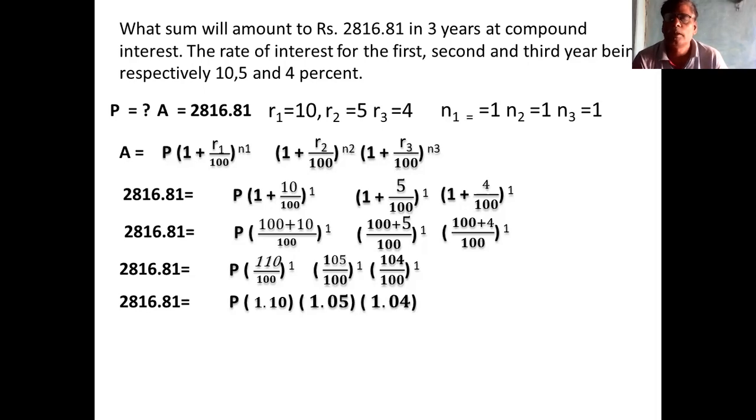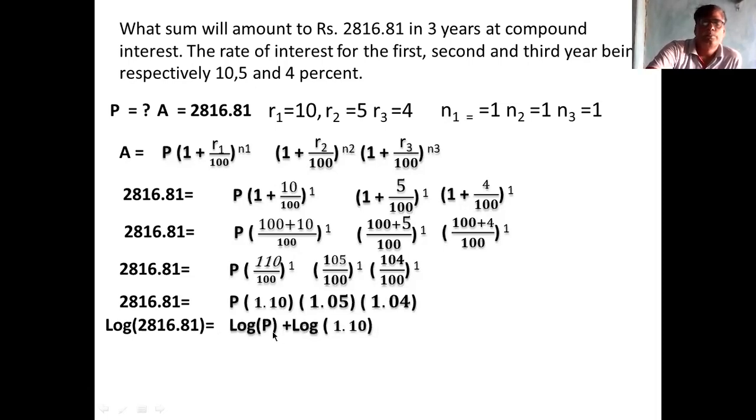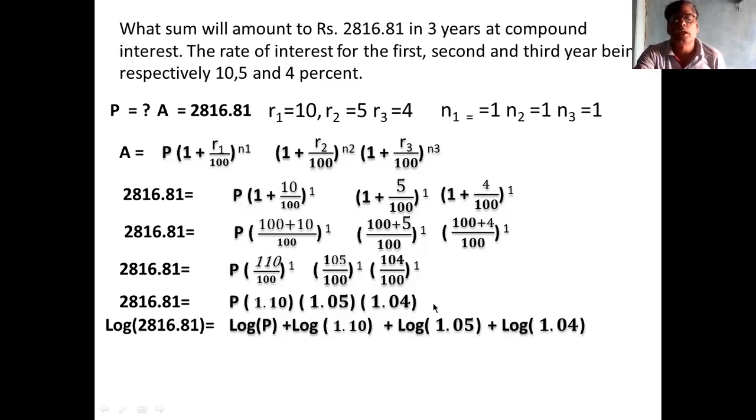But in commercial arithmetic, you have to apply the log. If you apply the log, 2816.81 is equal to P, log P plus log 1.10 plus log 1.05 plus log 1.04, because multiplication sign is there between these brackets and P. Multiplication sign is there, therefore you have to give plus sign.